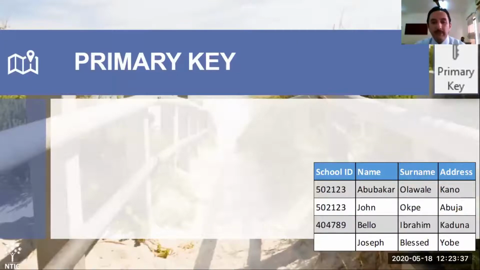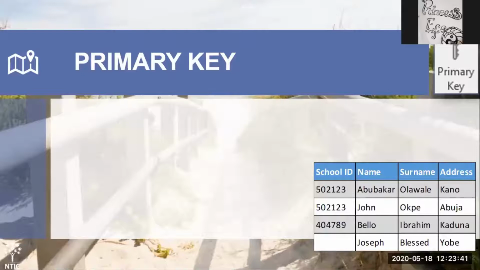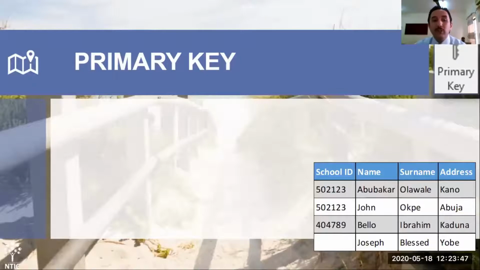Could you say something? There's no school ID for Joseph Blessed. Yes, thank you very much. Congratulations. Very nice. There is no school ID. Yes, you are right. And if there is no school ID, we cannot sort by ID. Okay, very nice. You understood.